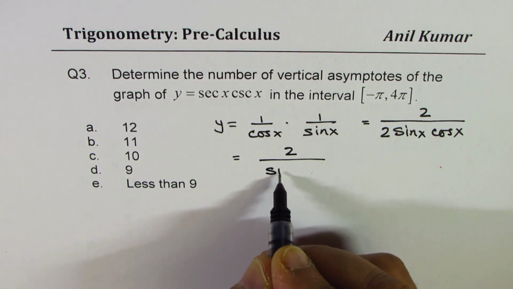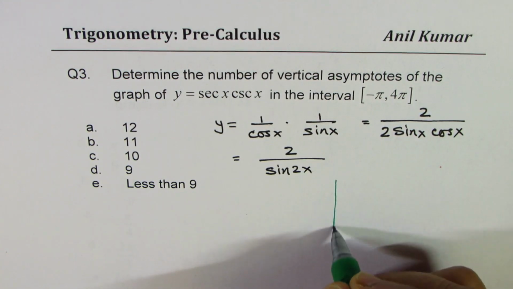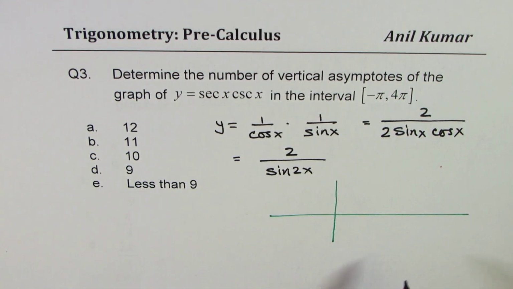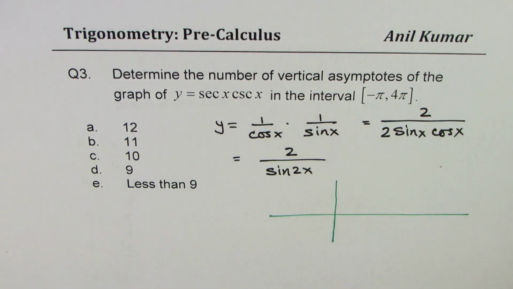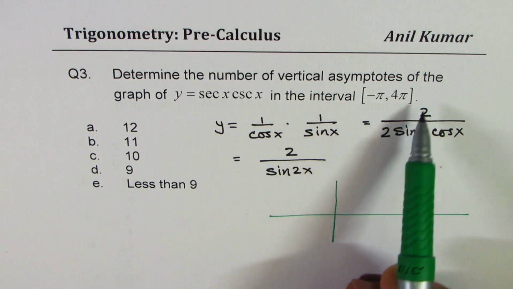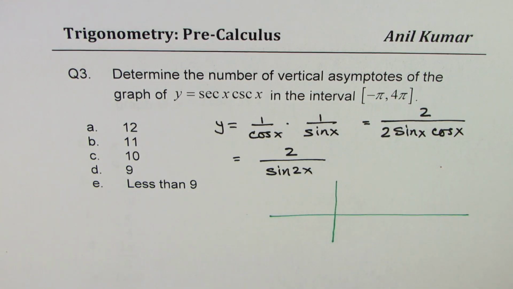Sin 2x. Perfect. So this time we have to sketch the graph of sin 2x to get our answer, right? Interval minus pi to 4 pi. So when it becomes such a long interval, we'll go with our general formula. You understand? So we'll not use the graphing technique this time, right?